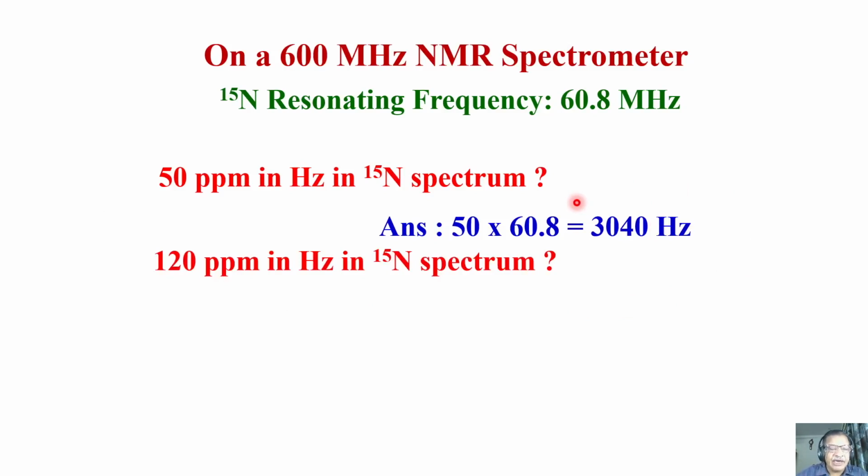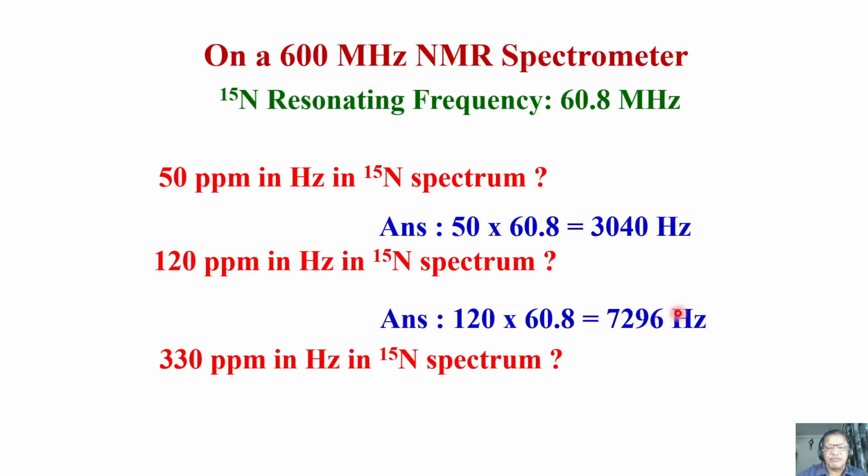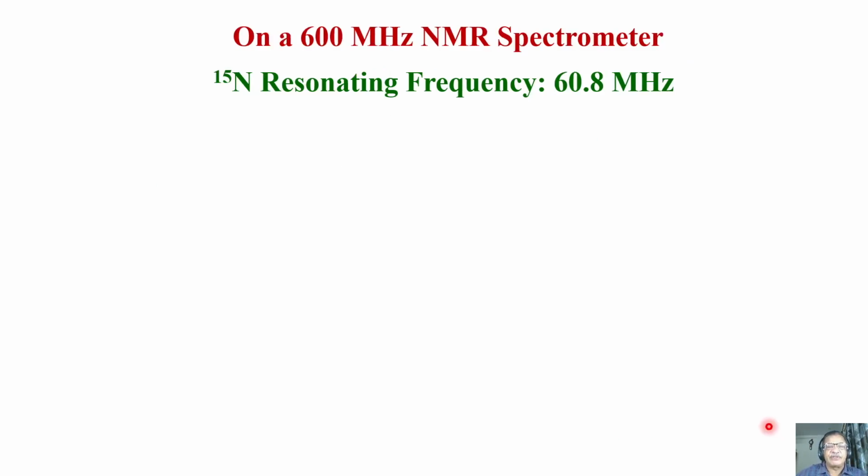What is 120 ppm? The same thing if I ask the question. Don't get confused. Now what do you have to do? Simply multiply 60.8 by 120. This is the frequency. So the logic is simple. Conversion from ppm to frequency, you have to multiply by the resonating frequency. So 330 ppm, if I just extend the logic, multiply by 60.8, is 20,064 hertz. So this is the way we converted ppm to frequency.